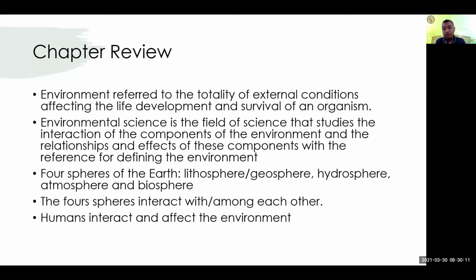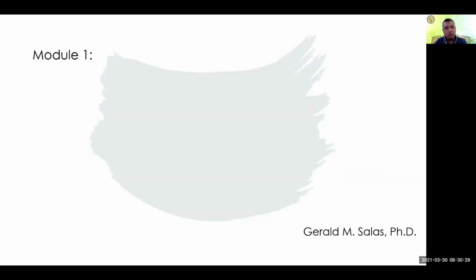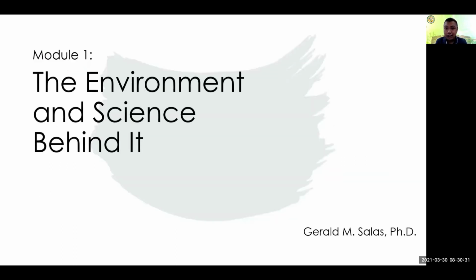Now, we also talk about how these four spheres interact with and among each other. Of course, human beings are also interacting with these spheres, and we have already also discussed how humans interact with and affect the environment. So that concludes our module 1, the environment and science behind it.